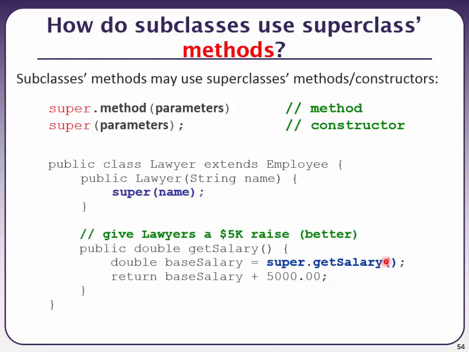So the work that is done, for example, to obtain the value of the salary of an employee, which might involve things as easy as reading a field or as complicated as looking up in a database and stuff like that, no matter how much work is involved here, that's the beauty of abstraction. I call this method, I get as a return result the base salary, and then I can implement in my class lawyer the policy that the salary of a lawyer employee is the base salary of an employee plus $5,000, for example. Okay, so this is how we can use both methods and constructors of a superclass inside our subclass.